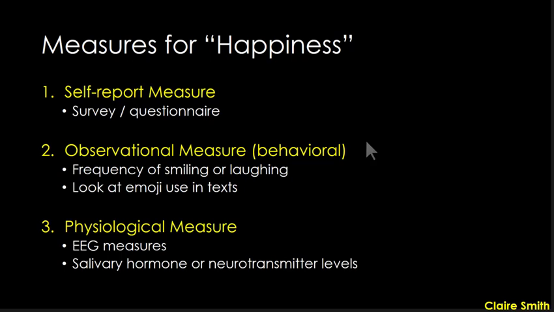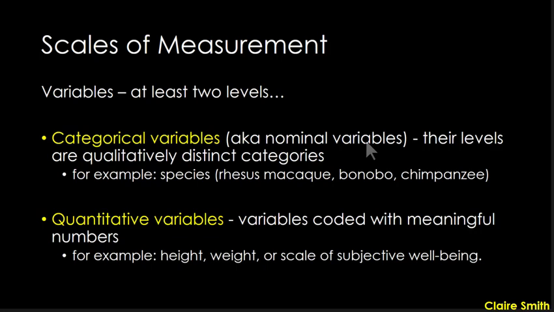Okay, so we already know variables have at least 2 levels, sometimes more, but you need at minimum 2 levels for each variable. And there's 2 different scales or types of variables that we can have, and hopefully you've heard of these before. We can have categorical variables, also known as nominal variables. So the levels of these variables are going to be distinct categories. For example, we could have species as a categorical variable, right? So we could have rhesus macaque, bonobo, chimpanzee. Each level of the variable is a distinct category.